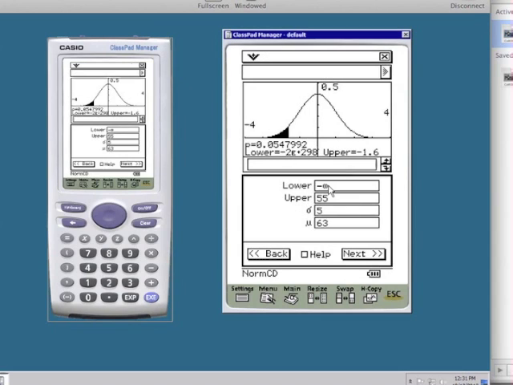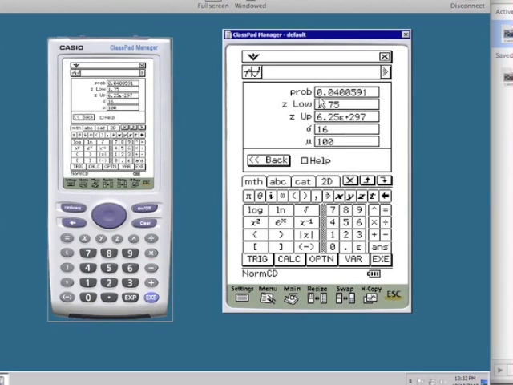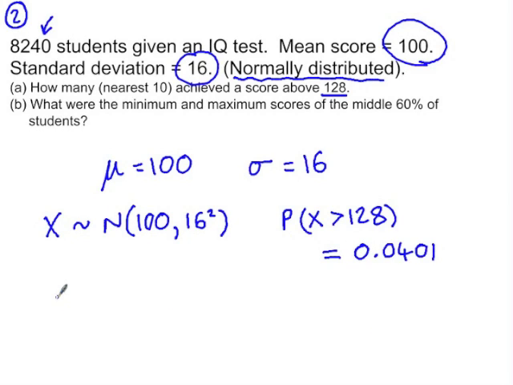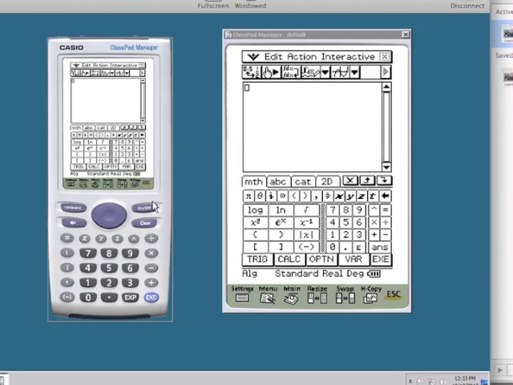Using the ClassPad, this time our lower bound is 128 and our upper bound is positive infinity. The standard deviation is 16, the mean is 100. The probability here is 0.0401 to 4 decimal places. We need to multiply that probability by 8,240. Now if we highlight that value, we can copy using the up arrow, go into the main screen and paste using the down arrow and then multiply.